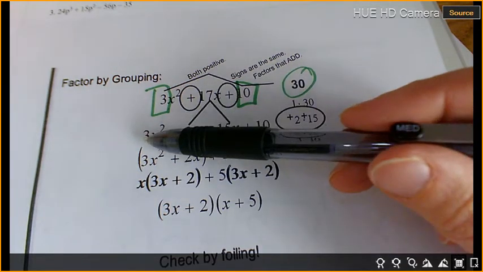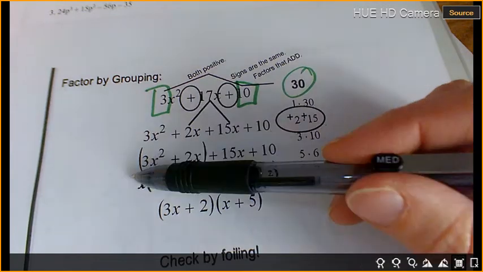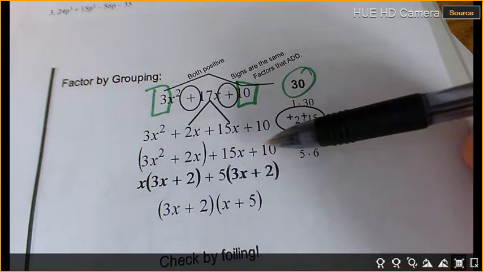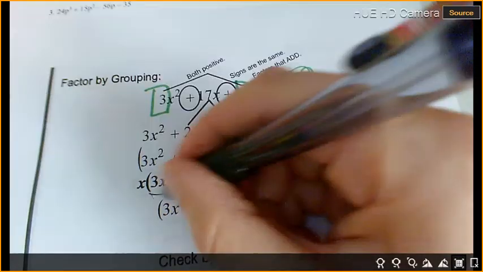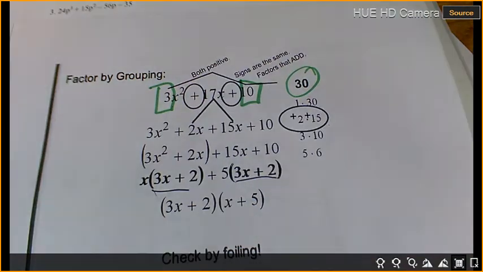What can come out of 3x squared and 2x? You can pull out an x. What comes out of 15 and 10? You can pull out a 5. Look, 3x plus 2, that's the same. And so you're all done. It's much easier than doing the box and guess and checking.